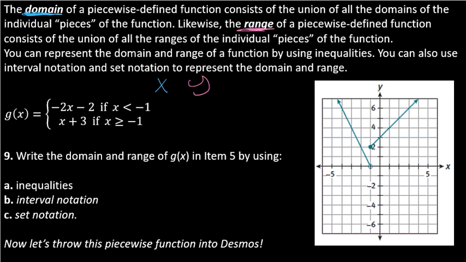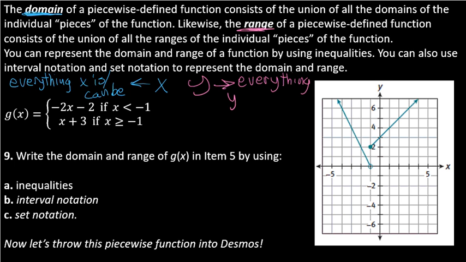So your domain is basically, put in teenager speak, everything x is or can be. And your range, again in teenager speak, is the exact same thing: everything y is or can be. That's the simplest language I can put that in.